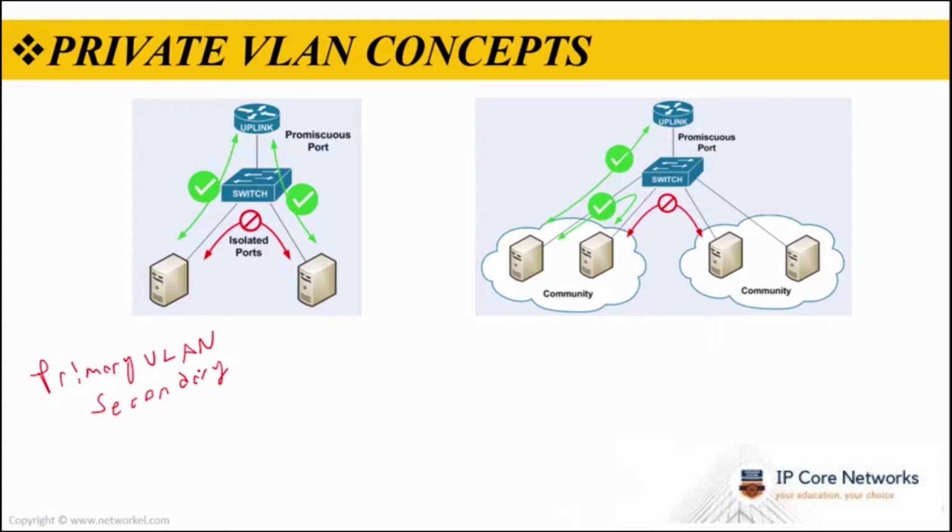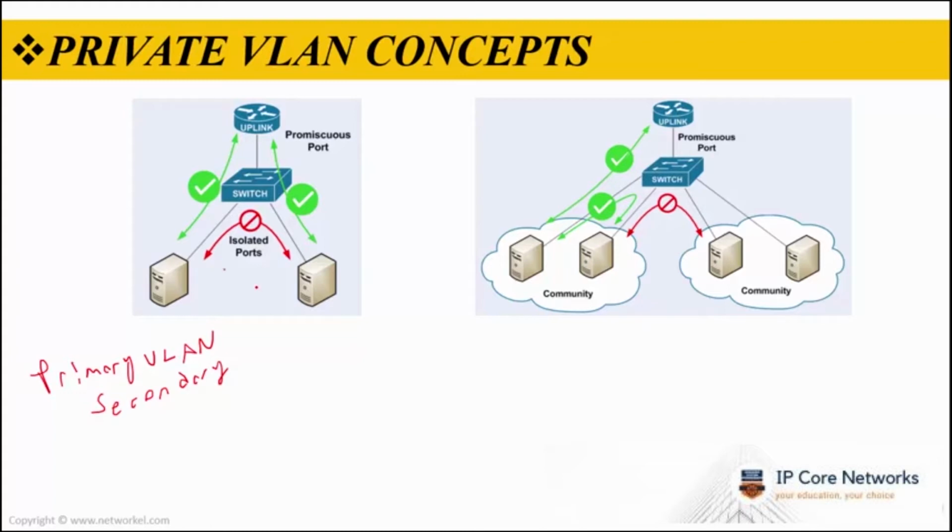Primary VLAN is simply the original VLAN, guys. This type of VLAN is used to forward frames downstream to all secondary VLANs. And let's talk about the secondary VLAN now. A secondary VLAN is configured with one of the following types. The first type is isolated.